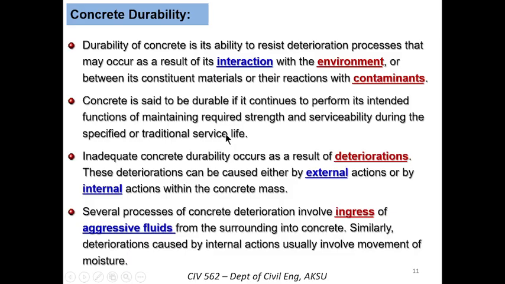Now, inadequate concrete durability occurs as a result of deterioration. So once deterioration occurs, we start having a durability problem. Now, this deterioration can be caused either by external action or by internal action within the concrete mass. Several processes of concrete deterioration involve the ingress of aggressive fluid. So it's usually the penetration of aggressive fluid from the surroundings into the concrete. Similar deterioration can be caused by internal action, which usually involves movement of fluid or moisture that can cause one problem or the other.